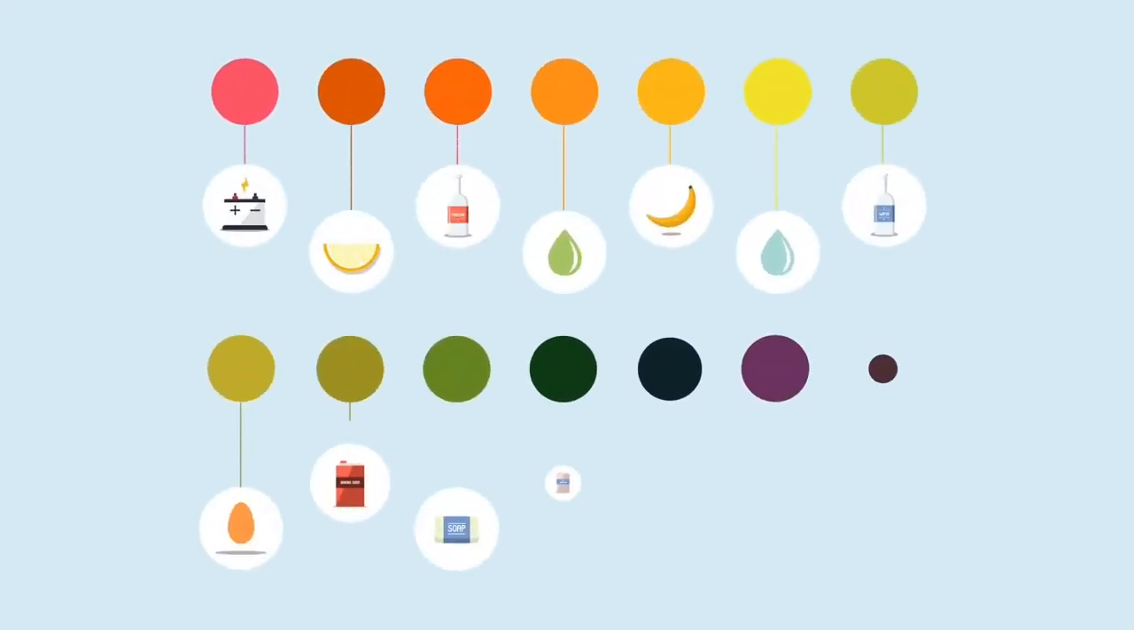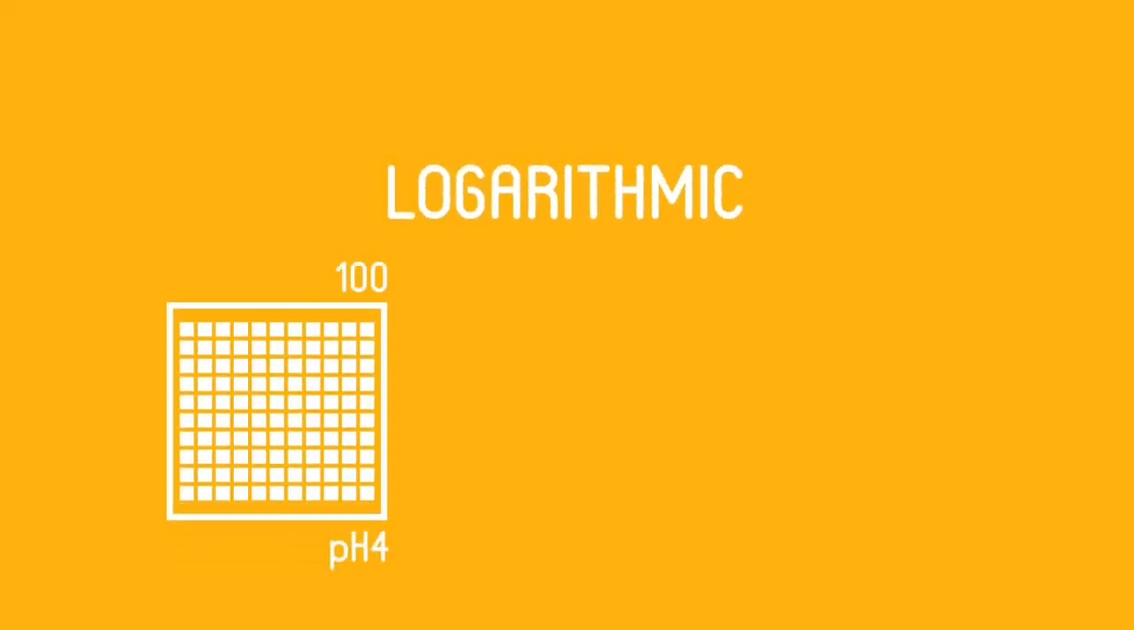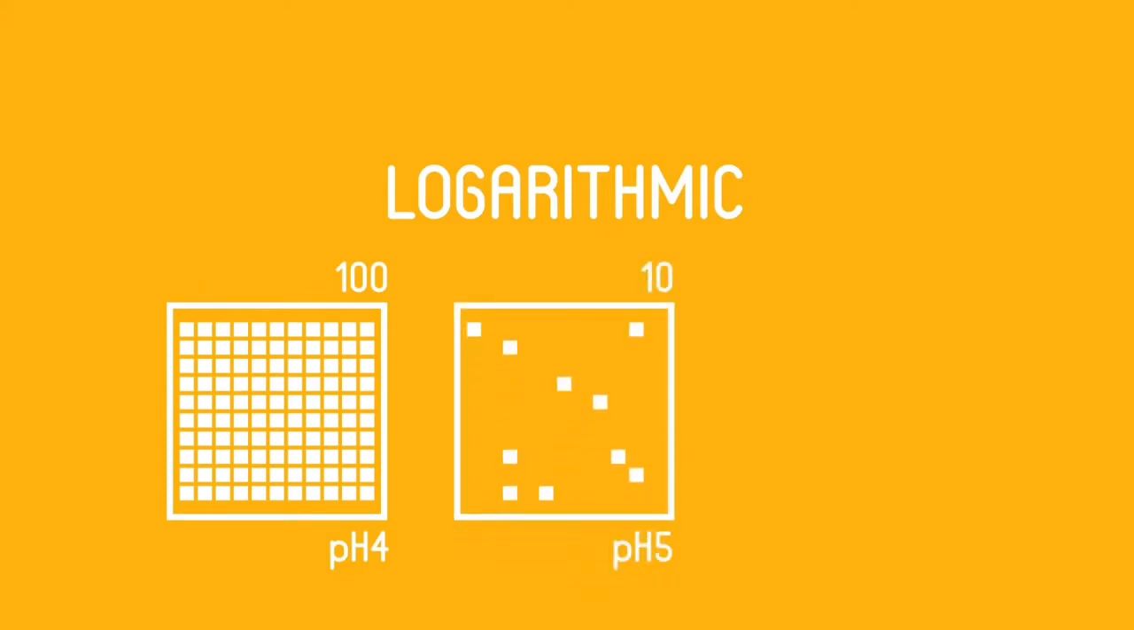A full range indicator contains a mixture of dyes, allowing you to measure the pH from 0, strong acid, getting less acidic, through neutral water at pH 7, getting more alkaline, to strong alkali at pH 14. The pH scale is logarithmic, meaning that for each change of 1 unit of pH, there is a 10-fold change in acidity. To understand its logarithmic nature, consider this.